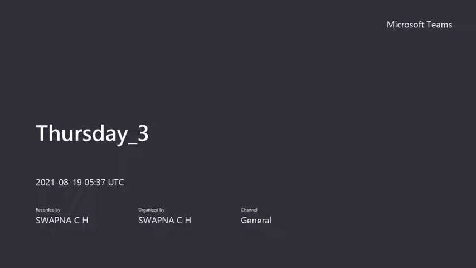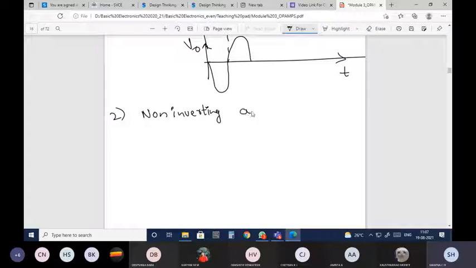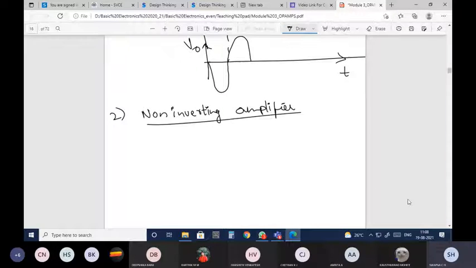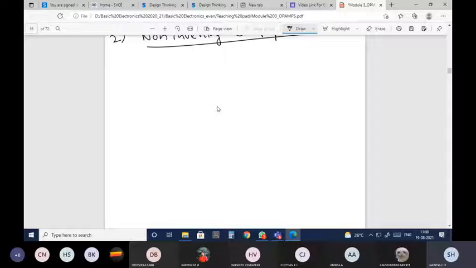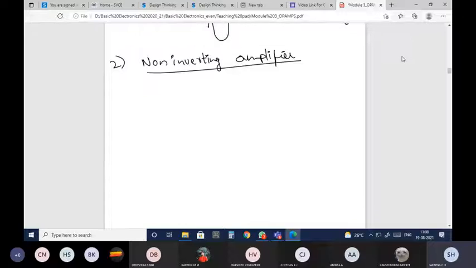The second application is the non-inverting amplifier. This was asked in the recent exam for 6 marks. As it is, explain non-inverting amplifier of one op-amp. This is directly given for 6 marks.